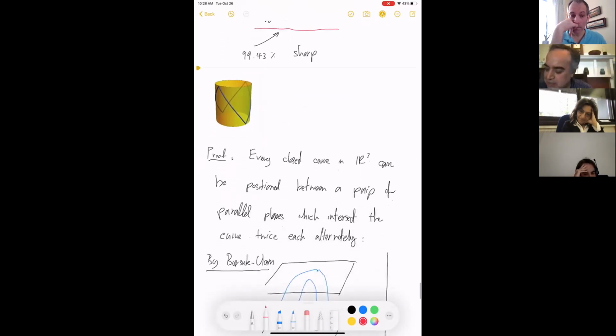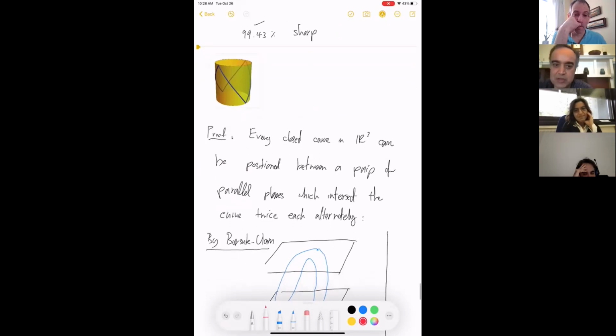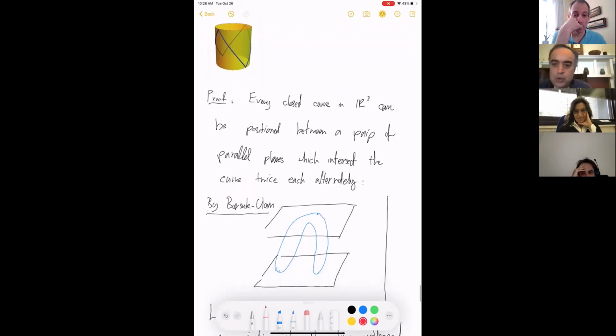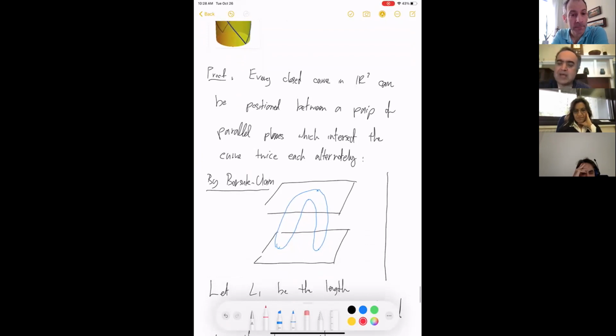So how do you prove this? The proof of this is short. This is the first paper I had on this subject, which is announced on Math Overflow. So by Borsuk-Ulam, it turns out that whenever you have a closed curve in space, you can position it between a pair of parallel planes so that the curve intersects each plane exactly twice, and it goes up and down in alternating fashion. It has a nice proof which follows from this topological result of Borsuk-Ulam. Remember, Borsuk-Ulam says that any mapping from S2 to R2 must have a pair of antipodal points that go to the same value. That somehow implies this.